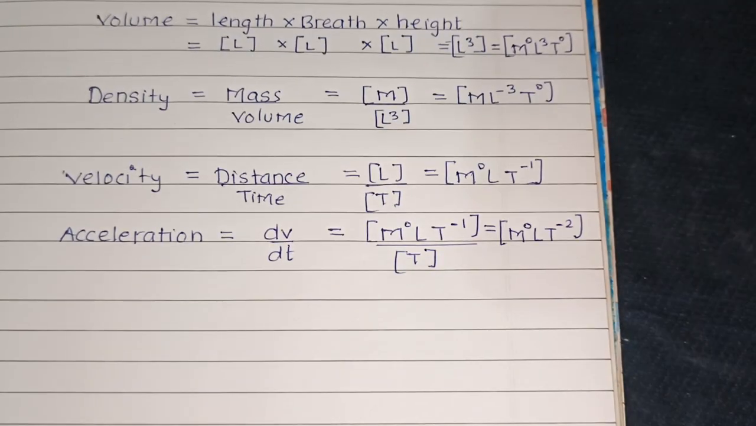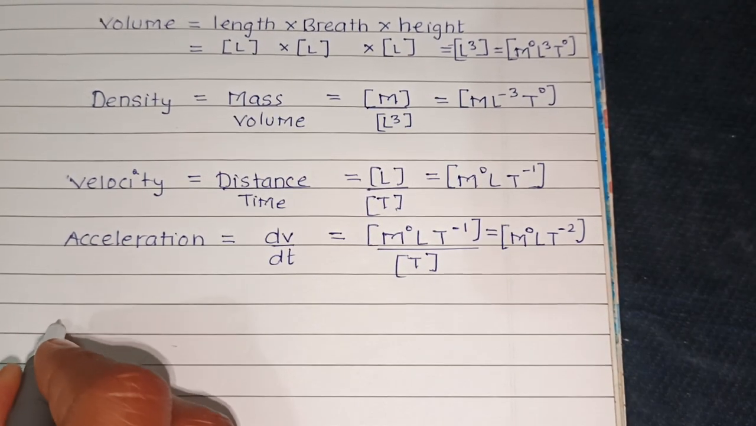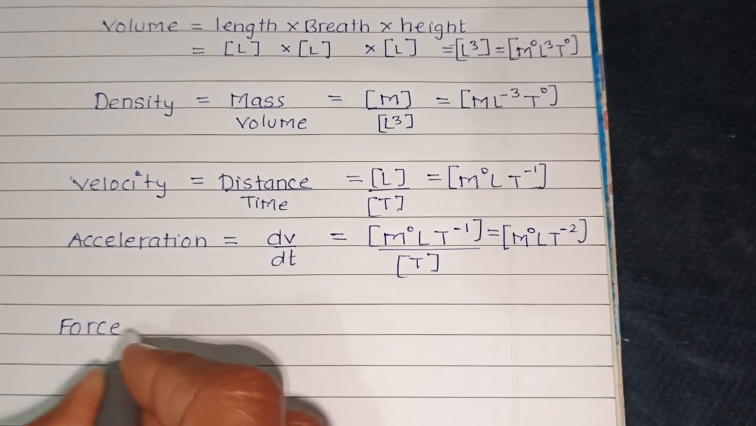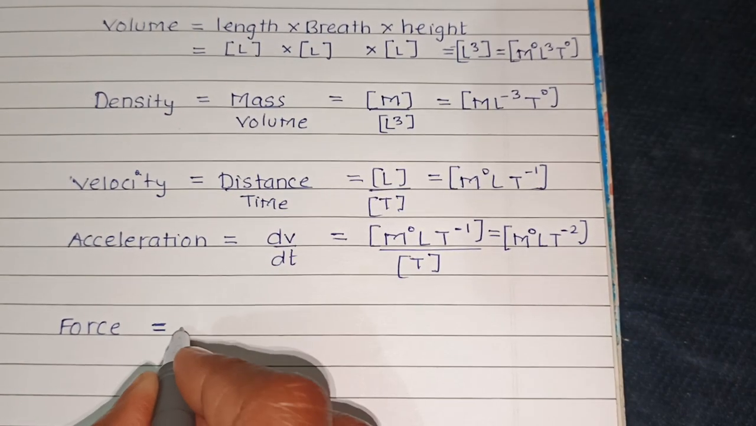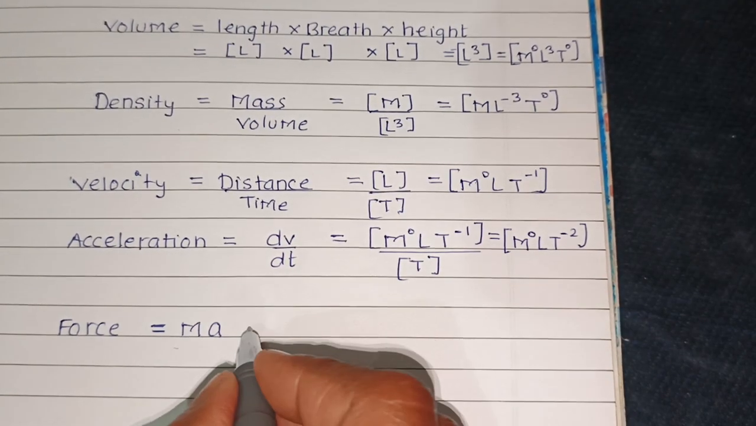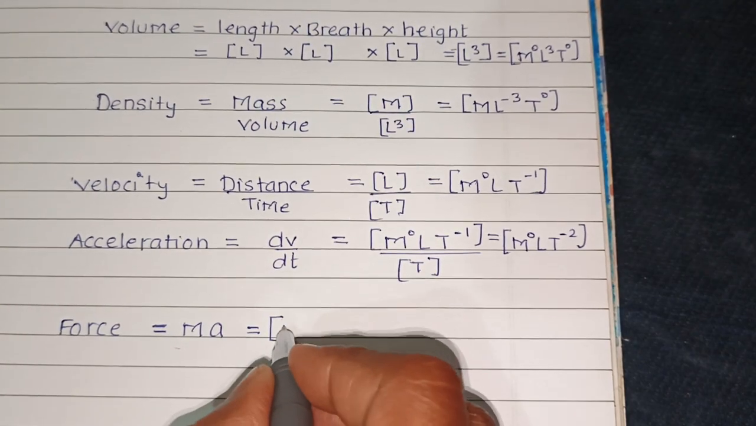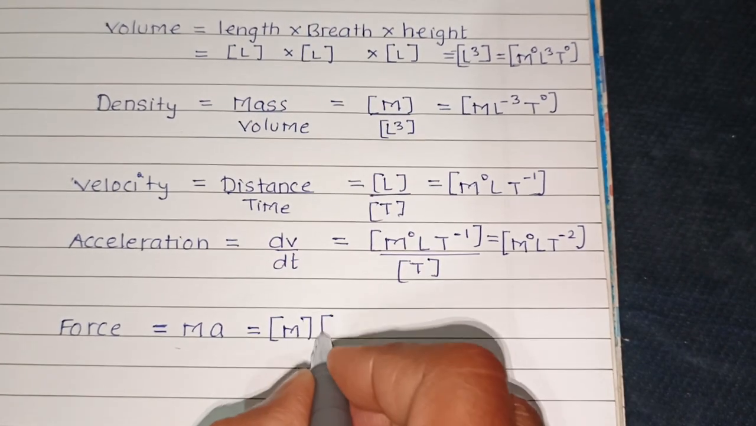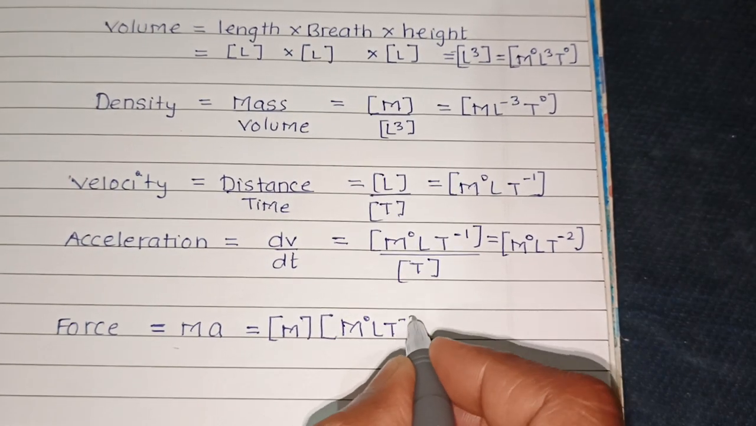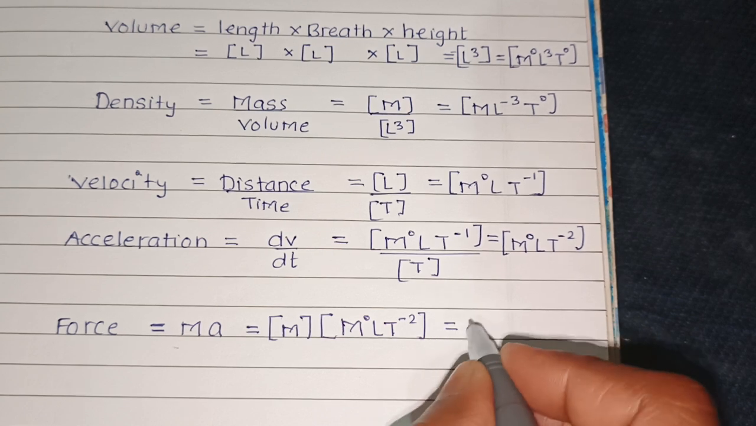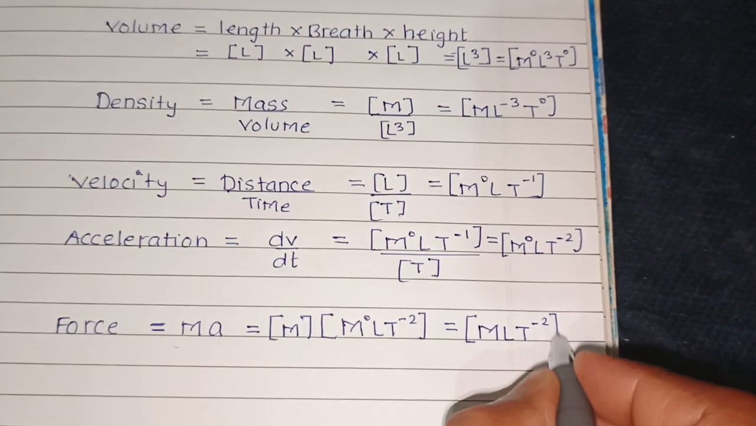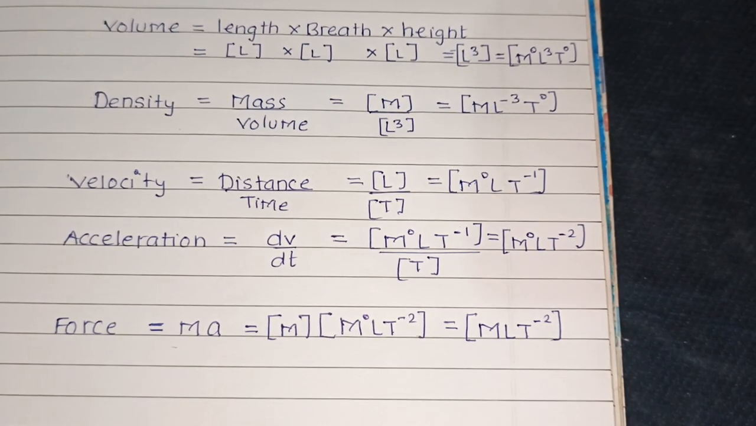Now talk about force. Force is m into a. M, and acceleration is this. So dimension of force is M L T minus 2. This is the dimension of force.